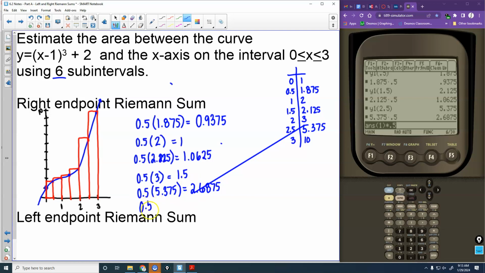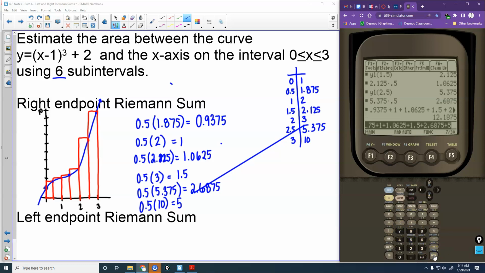And our last rectangle, what's the height of that last rectangle? 10. Okay, and half of 10, of course, is 5. So then we have to add all of these up. 0.375 plus 1 plus 1.0625 plus 1.5 plus 2.6875 plus 5. And we will get 12.1875.